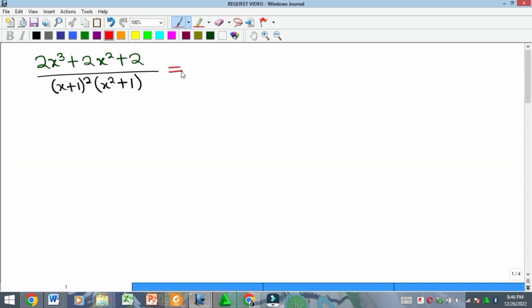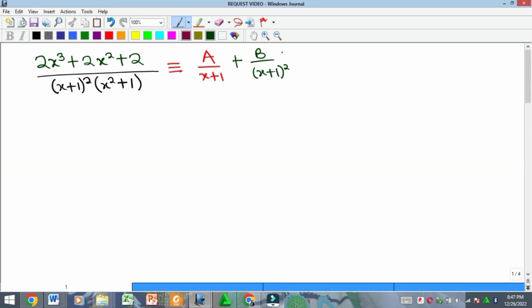You remember that whenever you have a repeated linear, what you would do is let this be equivalent to the first one, which will be your a. You choose a constant a all over one of those linear factors, which is x plus 1. That's this. Then plus b all over the whole of the linear factors, which is x plus 1 all squared.